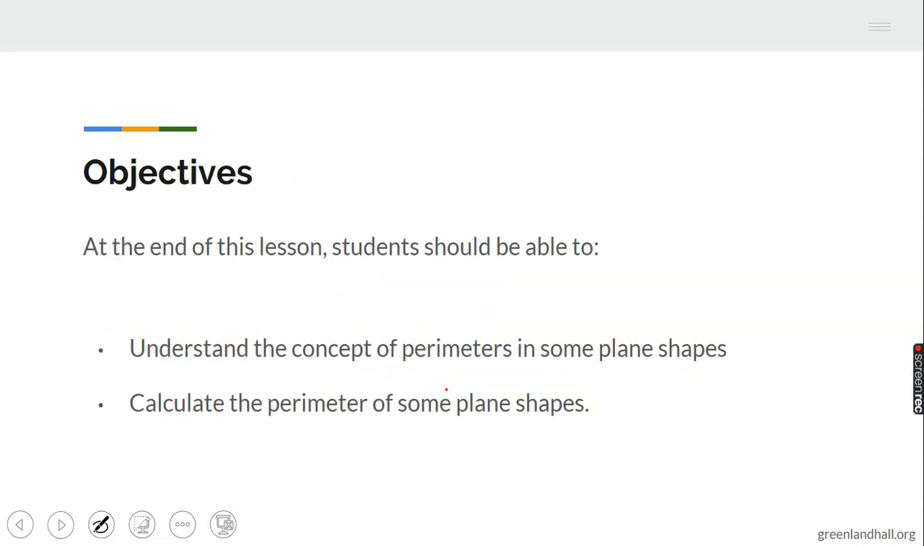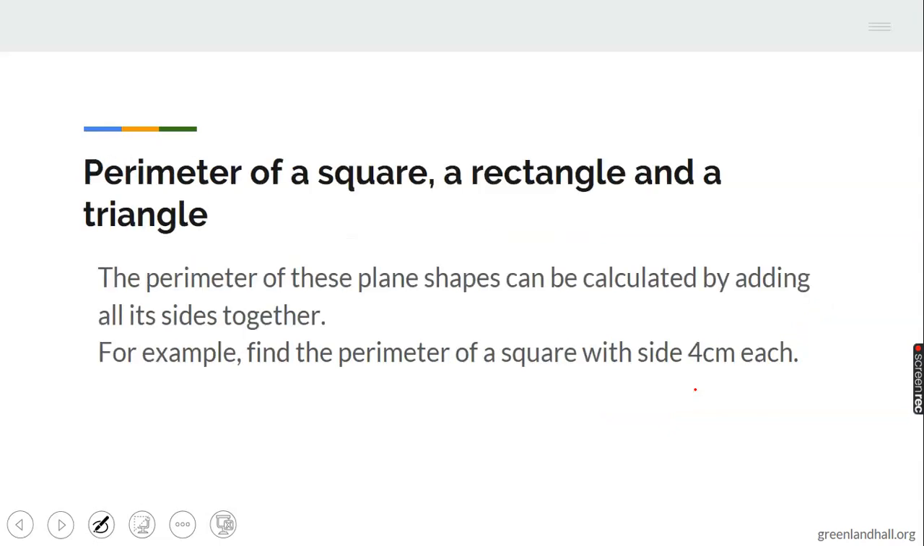Okay, what do you have for today? We want to understand the concept of perimeters once again in some plane shapes. We want to calculate the perimeter of some plane shapes. I told you that we'll be looking at a square, a rectangle, and a triangle. So just focus your mind on this: perimeter is the sum of all the sides of some plane shapes, not any plane shape, because for some it will not work.